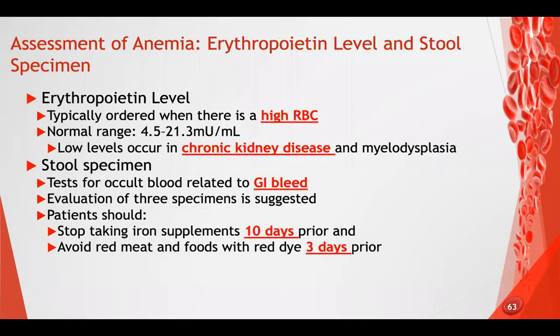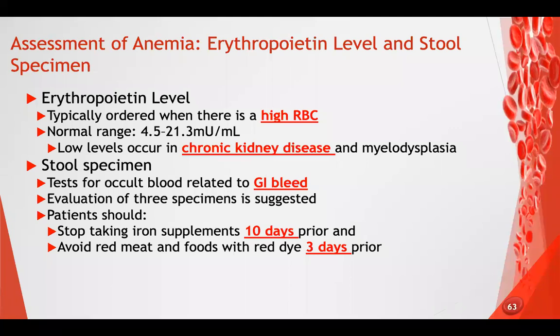And then we have an erythropoietin level and a stool specimen that would be assessed. Normally the erythropoietin level is not ordered frequently. If it is ordered, it's ordered when there is a high red blood cell count. The normal range is 4.5 to 21.3. But low levels do occur with chronic kidney disease or myelodysplasia, which is a disorder where there's a disruption in red blood cell production, typically due to issues with the bone marrow.